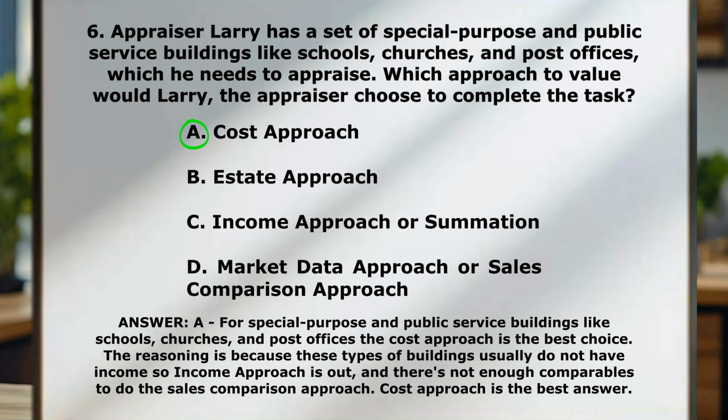For special purpose and public service buildings like schools, churches, post offices, the cost approach is the best choice. And the reasoning is because these types of buildings usually don't have income. So the income approach doesn't really work. There's also not really a lot of comparable sales to do the sales comparison approach. So cost approach is the best answer.